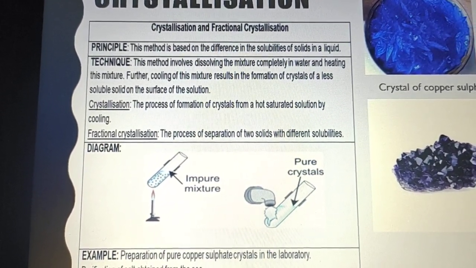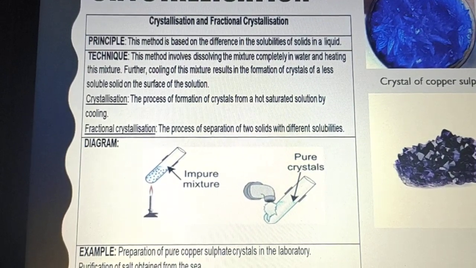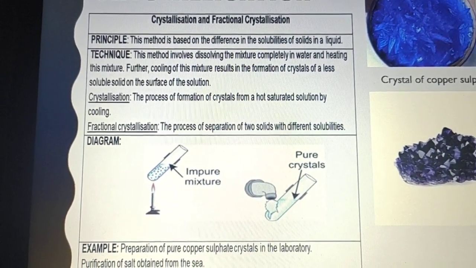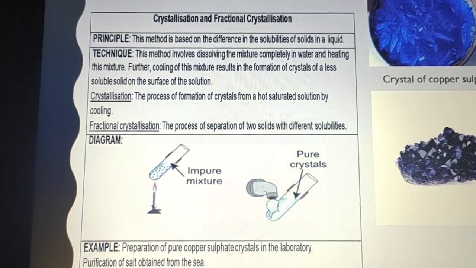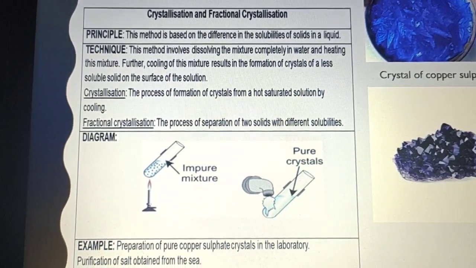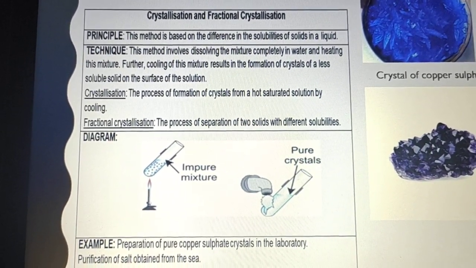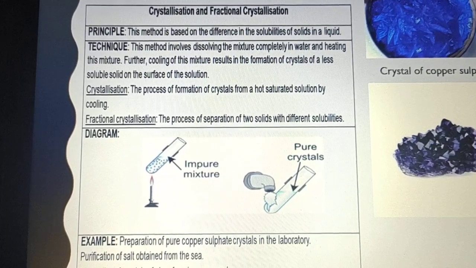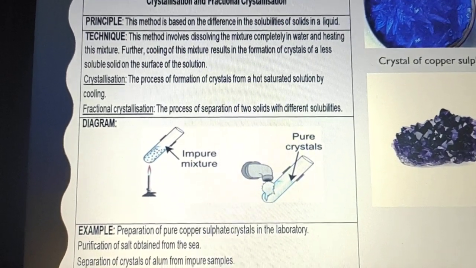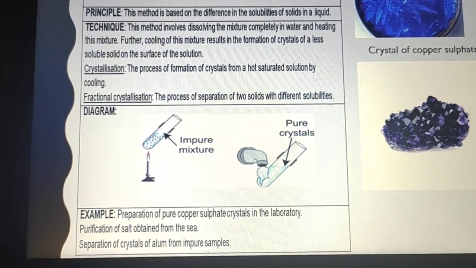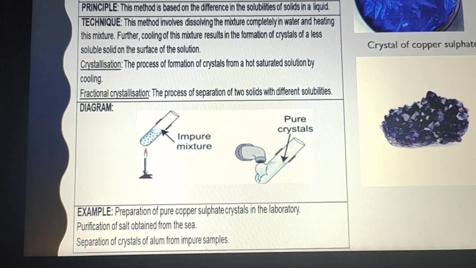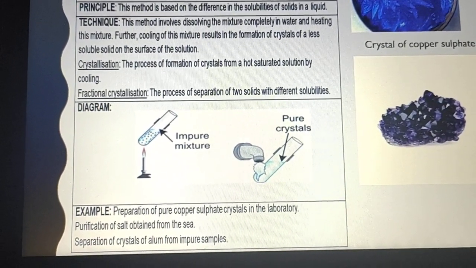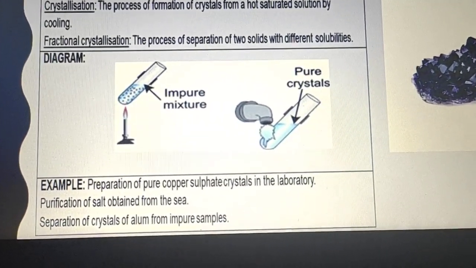Further cooling of this mixture results in the formation of crystals of a less soluble solid on the surface of the solution. Crystallization, the process of formation of crystals from a hot saturated solution by cooling. Fractional crystallization, the process of separation of two solids with different solubility. So here you can see the diagram.